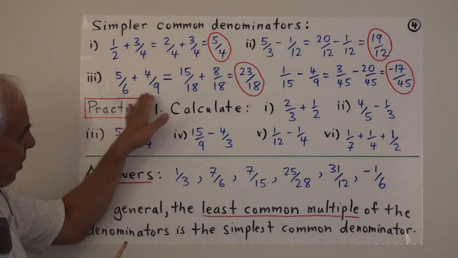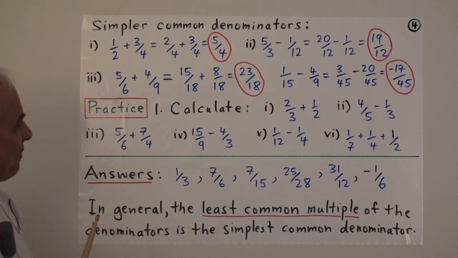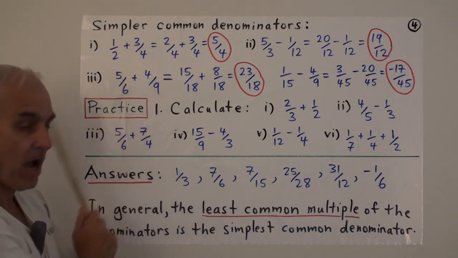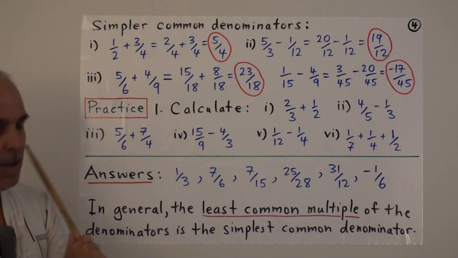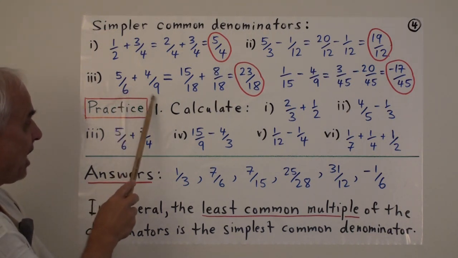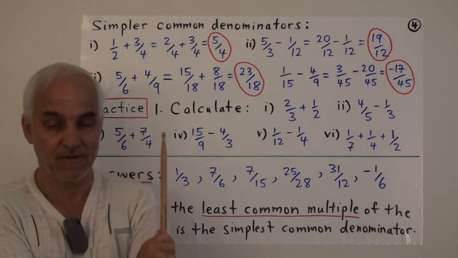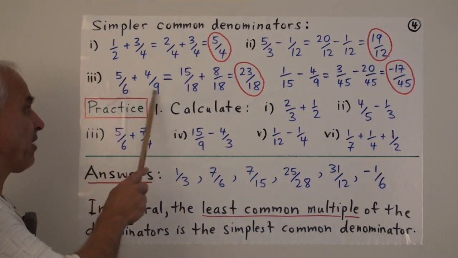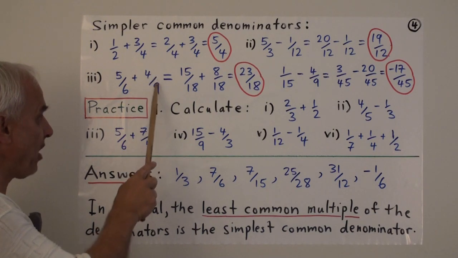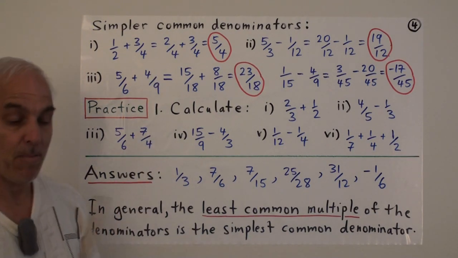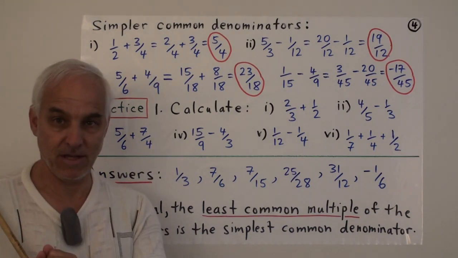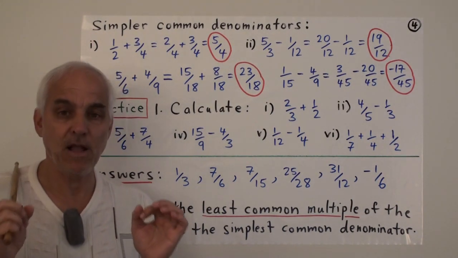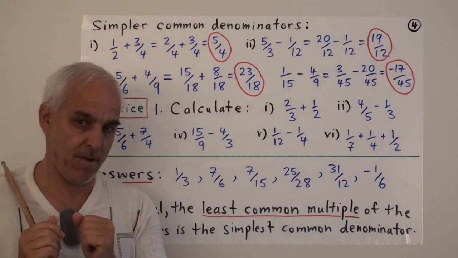Okay, so here's a little bit more sophisticated version of that kind of thinking. Here we have a denominator of 6 and another denominator of 9. Okay, so the product of 6 and 9 would be 54. So we could use 54 as a common denominator. We could multiply top and bottom here by 9 and multiply top and bottom here by 6. But there's a simpler denominator that we can use.